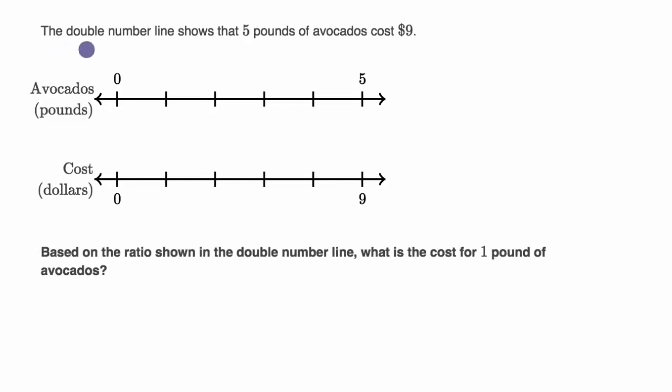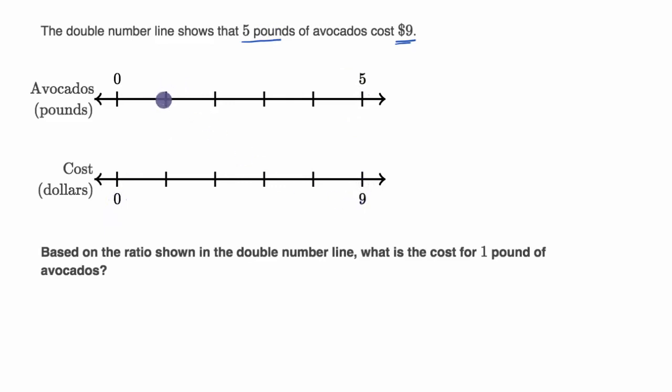We're told the double number line shows that 5 pounds of avocados cost $9. And so what is going on here with this double number line? This shows how, as we increase the number of avocados, the cost increases. So for example, when we have 0 pounds of avocados, it costs us $0. When we have 5 pounds of avocados, it costs us $9.